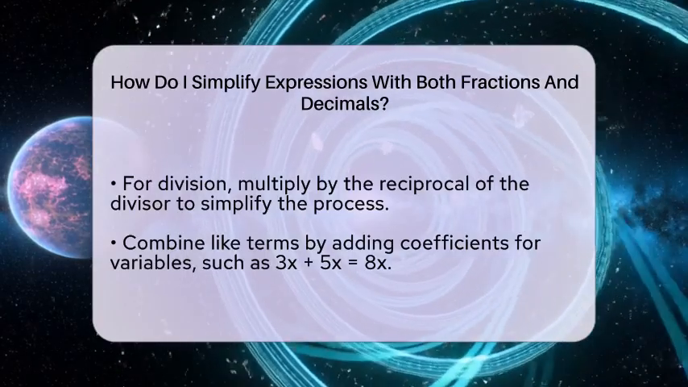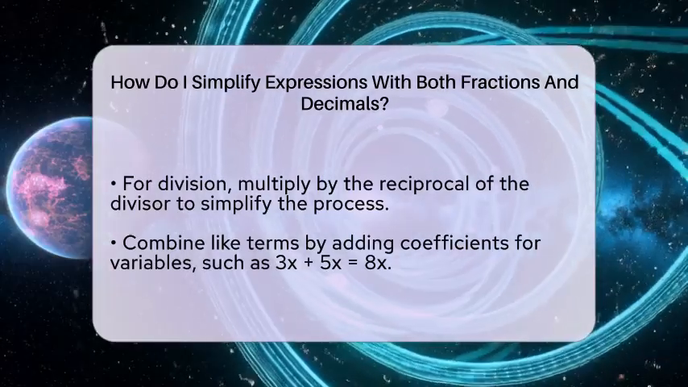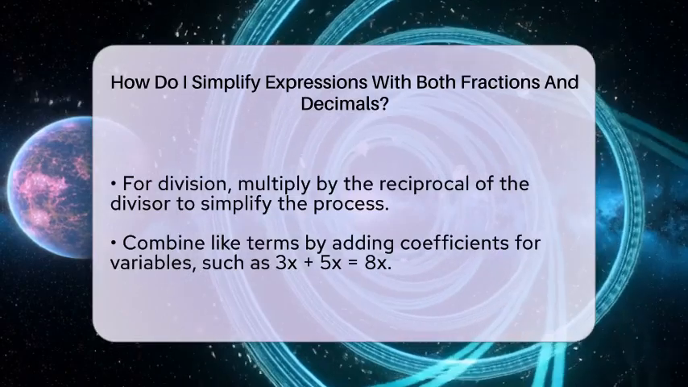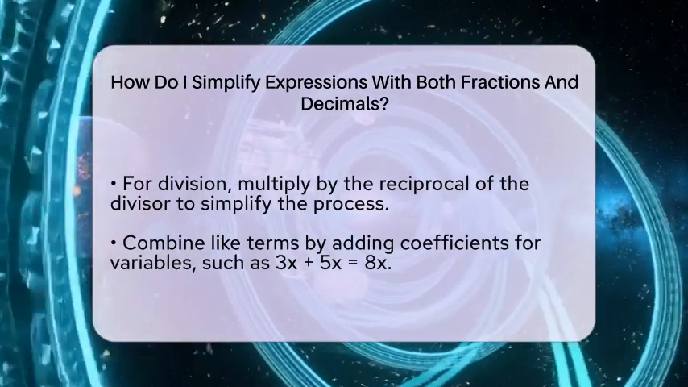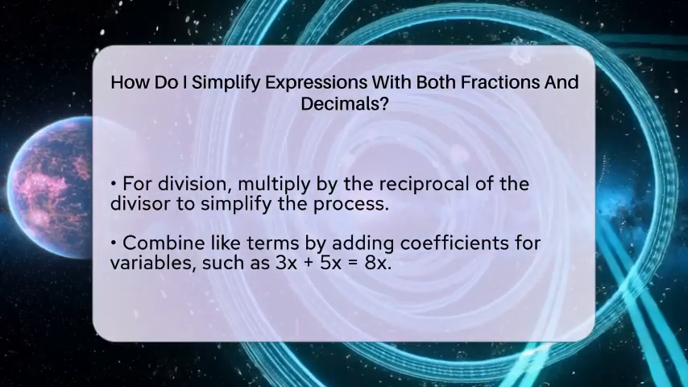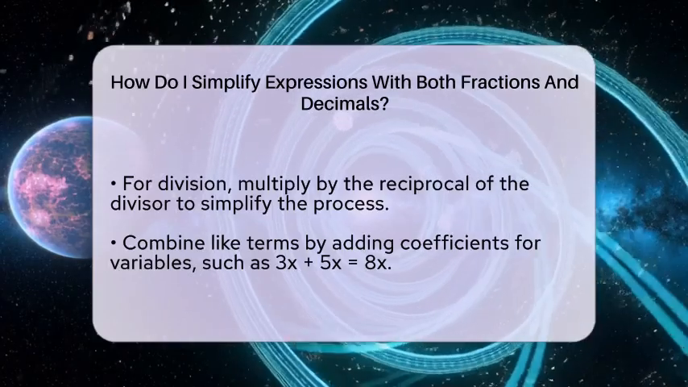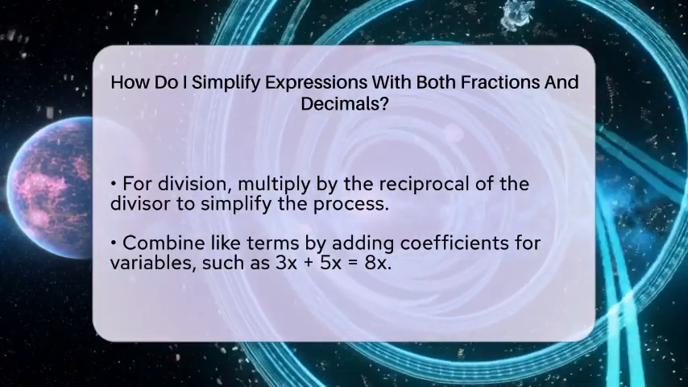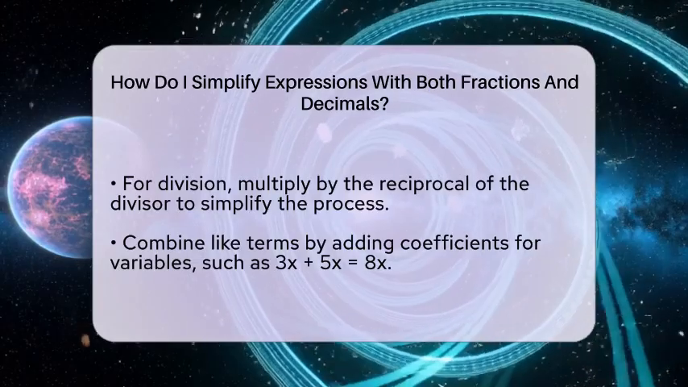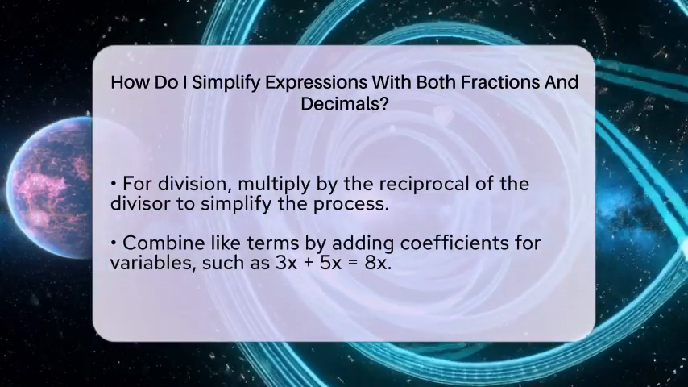Let's look at a quick example. Suppose you have the expression 2/3 times (4.5 minus 1.5) plus 0.25. First, convert 4.5 and 1.5 into fractions, which are 9/2 and 3/2. Simplify inside parentheses. 9/2 minus 3/2 equals 6/2, which simplifies to 3.